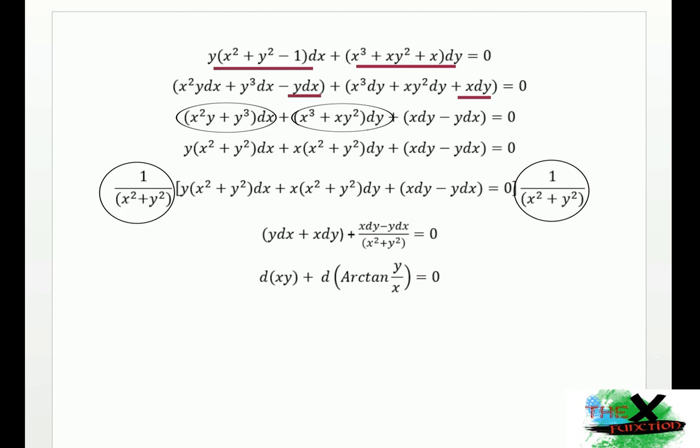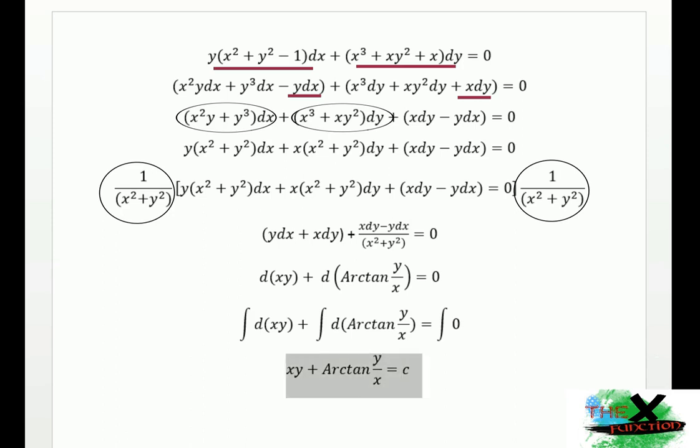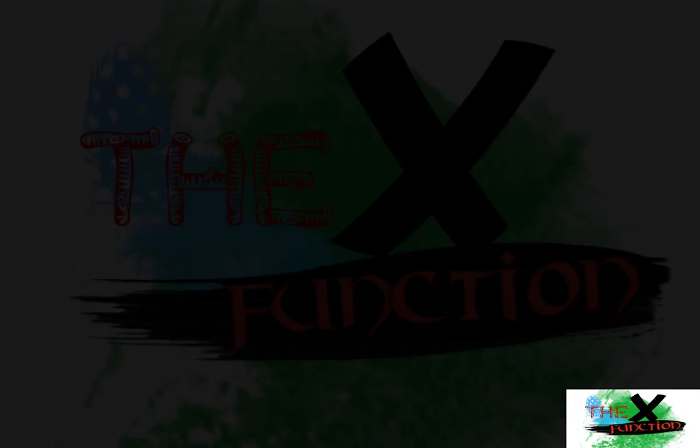So we can now have the d of xy plus the d of arctan y over x is equal to 0. Then, let's proceed to the integration process. So, the integral of d of xy plus the integral of d arctan y over x is equal to 0, giving xy plus arctan y over x is equal to c. The final answer is xy plus arctan y over x is equal to c.